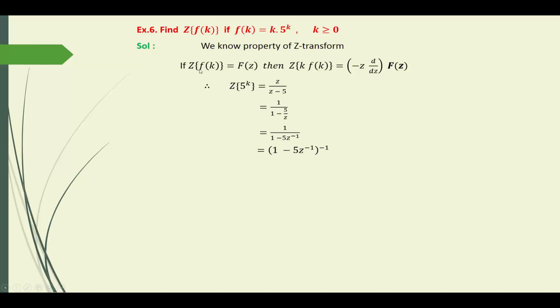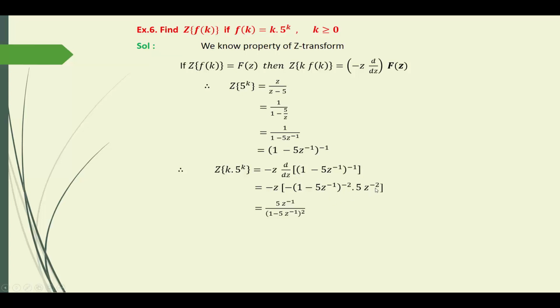Now multiply by k. If we multiply the function by k, then the answer is minus z into d by dz of capital F(z). Therefore, the z transform of k into 5 raised to k is minus z into d by dz of capital F(z). Capital F(z) is (1 minus 5 z raised to minus 1) raised to minus 1, which equals minus z times the derivative of this bracket. The derivative of the bracket raised to minus 1 is minus 1 into (1 minus 5 z raised to minus 1) raised to minus 2 into the derivative of the bracket. The derivative of 1 is 0, minus 5, and the derivative of z raised to minus 1 is minus 1 z raised to minus 2, so 5 z raised to minus 2. So this minus and minus become plus, and z times 5 z raised to minus 2 equals 5 z raised to minus 1.